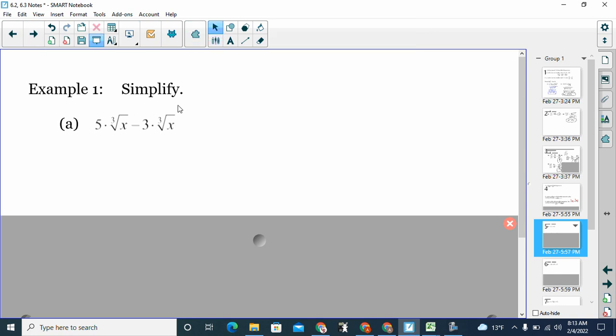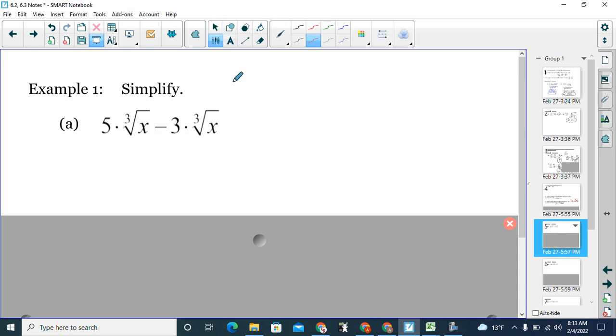So let's take a look at how we would do this. Here we're given 5 times the cube root of x minus 3 times the cube root of x. Notice indices are the same. The index is the same on both. The radicand is the same on both. So I can combine them. We're just going to combine like terms. Here I've got 5 cube roots of x minus 3 of those cube roots of x. So I have a total of 2 cube roots of x. Just like if you did 5x minus 3x, you do 5 minus 3, but keep the x. It's the same thing.